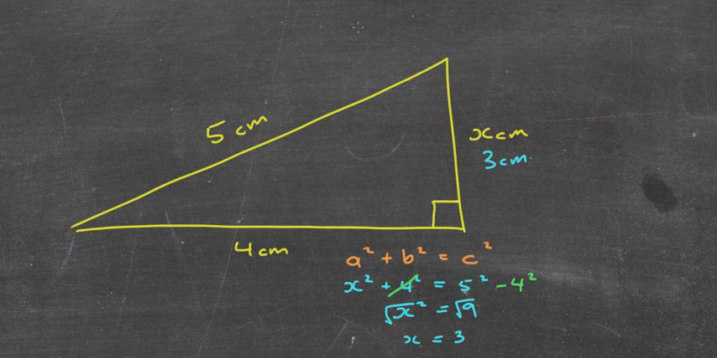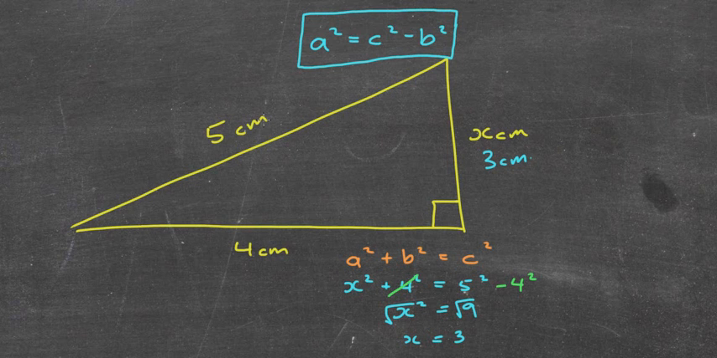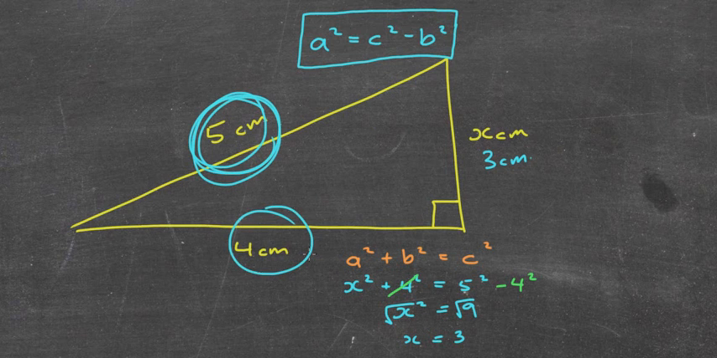Some people learn the rule and say that a squared is equal to c squared minus b squared, which simply means if you have got the hypotenuse, you simply do the hypotenuse squared minus the other side squared. But to be honest, if you remember the a squared plus b squared equals c squared and just change it like we did in that question, it's probably just as easy.